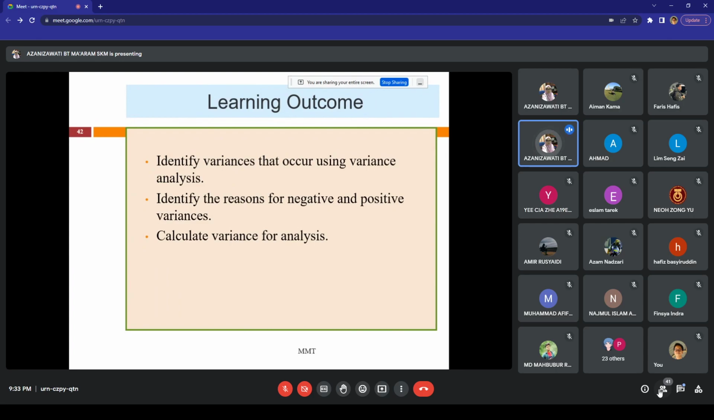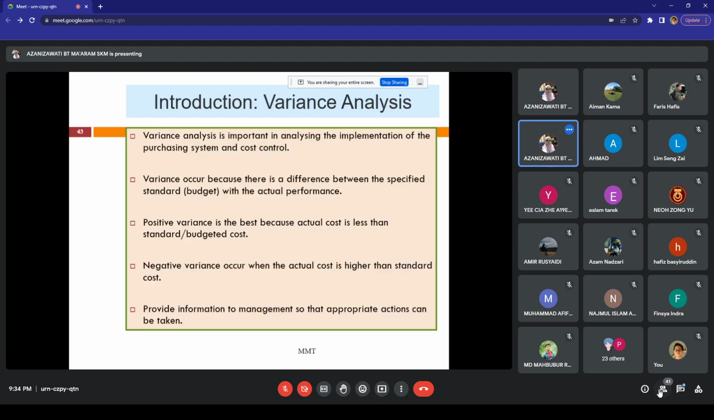So the learning outcomes for variance analysis are to identify variances that occur using variance analysis, identify the reasons for negative and positive variances, and calculate variance for analysis. So why is variance analysis important? Because it's used to analyze the implementation of the purchasing system and cost control. Because if there are too many variances, that is not good.